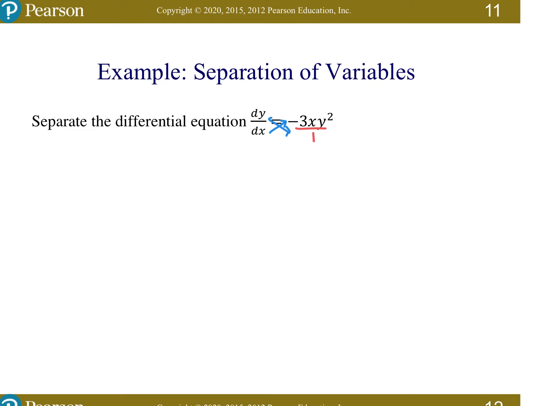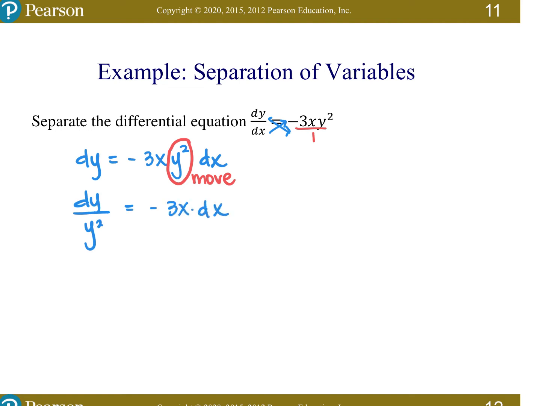All right, what do we have? We have dy equals negative 3x y squared times dx. So now we want to rearrange so that all the parts that are y are on one side and all the parts that are x are on the other. So this is my part that's y, and so I want to move it, and the only way I can move it is by division. So I'm going to divide, and so I'll have dy over y squared equals negative 3x times dx.